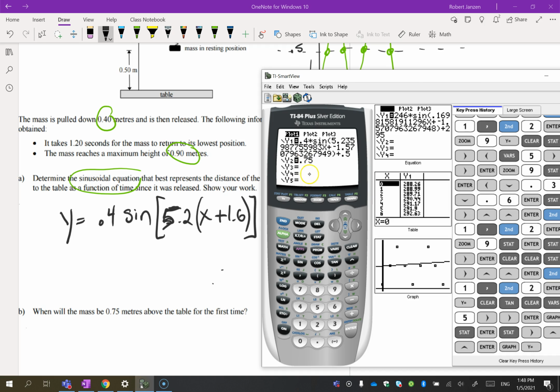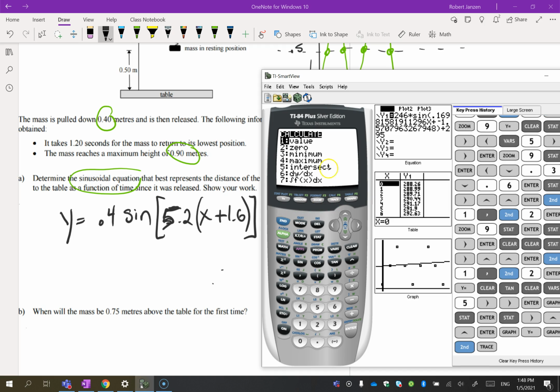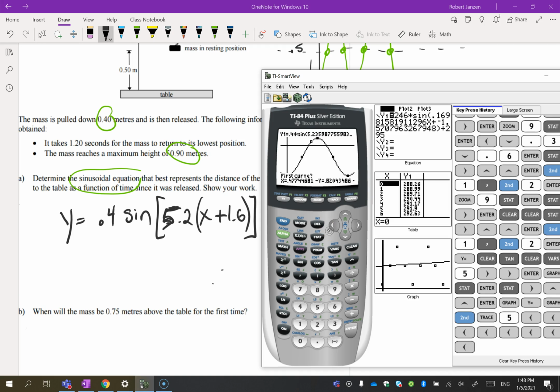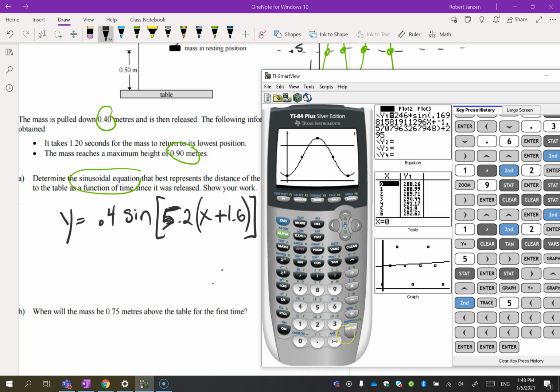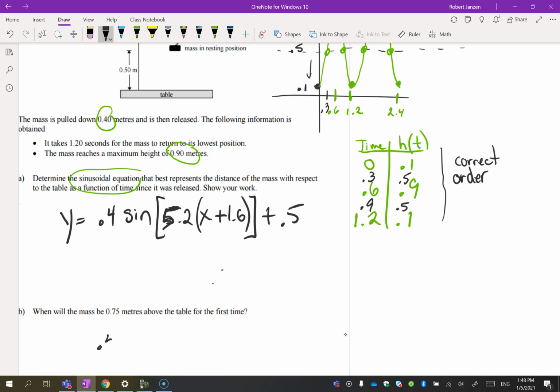So I've got those both pasted in there, and now I've got the line y equals 0.75, and I want to know where does that happen. So I go to intersect, and remember I got to tell it, look over here. So I'm going to scroll there. So enter, enter, enter, and the first time y is 0.75 happens at 0.4289 seconds. And we'll say that's 0.4 seconds.